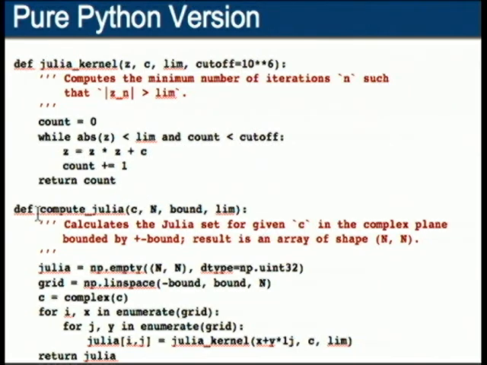Now our compute Julia function is calling our Julia kernel internally. We're given our constant c, n for the number of elements in each dimension, a bound that says how far to go in real and imaginary space, and our limit. That's the interface of these functions, and these are the interfaces to all the other versions of this that we're going to see later on. We initialize our Julia grid that's going to hold our result.